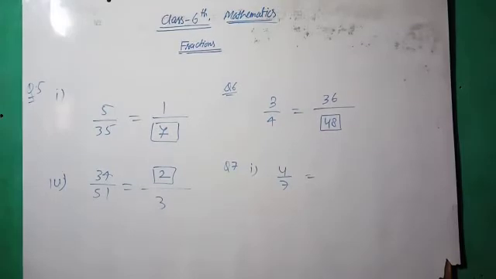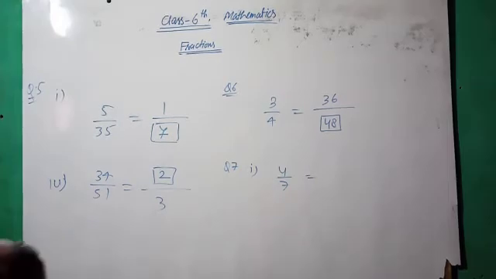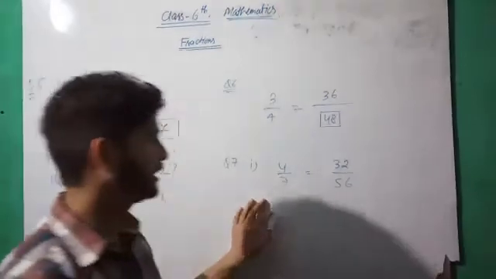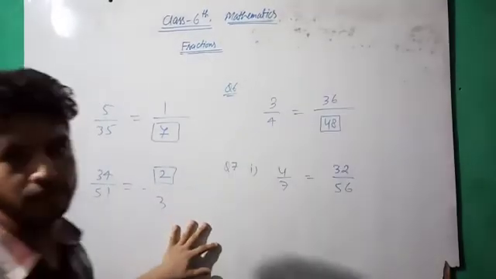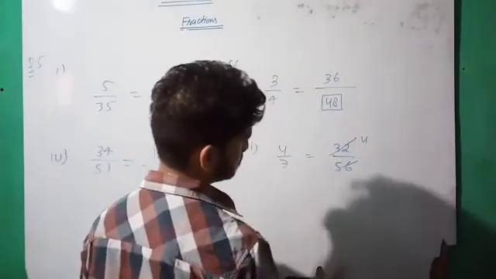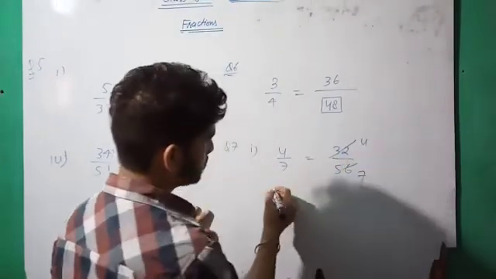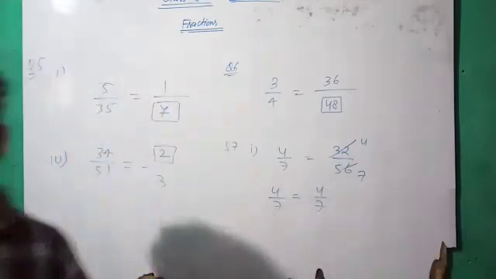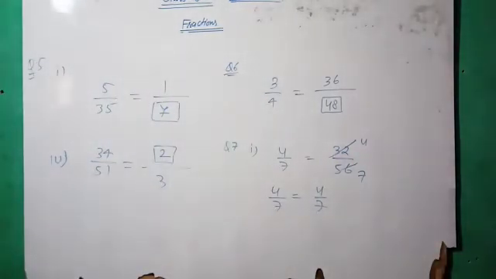Four by 7 and 32 by 56. Okay, we have to divide both the numbers by the same digit. So 32 divided by 8 is 4, and 56 divided by 8 is 7. So 4 by 7 equals 4 by 7. It means this is true, and it is represented as the equivalent fraction. Similarly, you have to do the rest of the part.